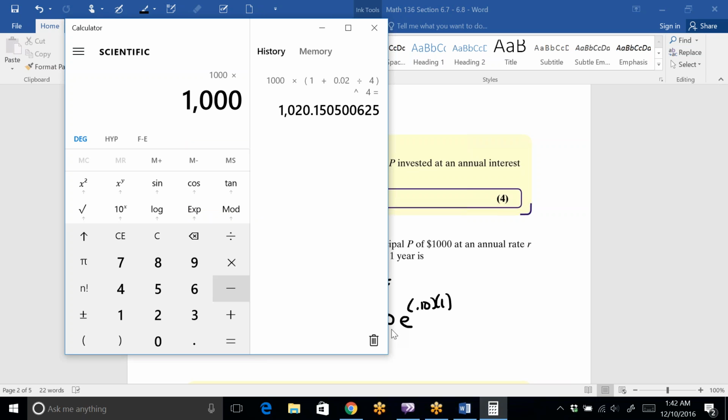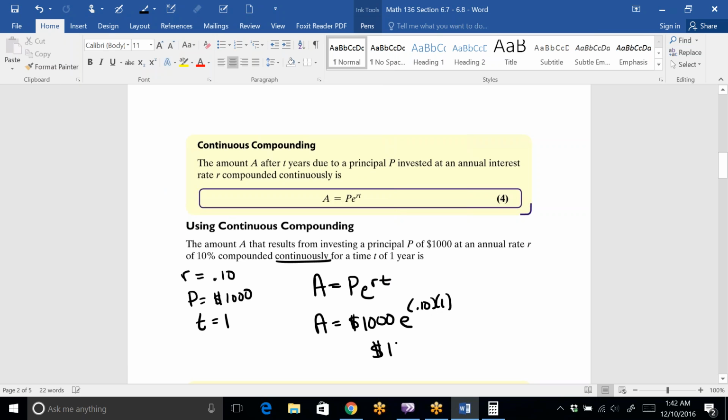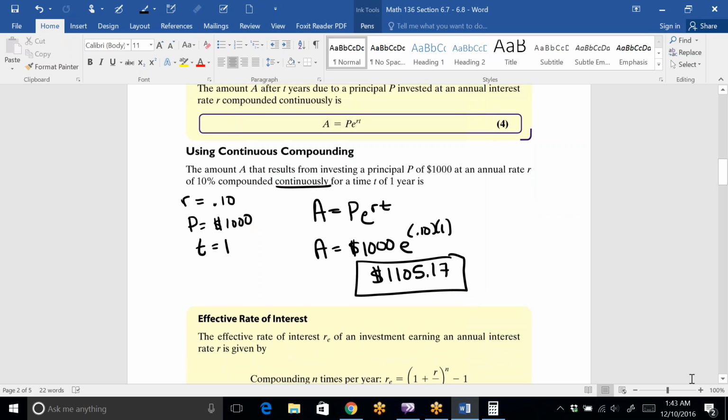So 1,000, I have to do this backwards. Most of the time you would hit the e button first, but on this calculator it is backwards. So I have to do 0.1 for the 10, to the e power, or e is the base, sorry. The calculator makes me type it in that way. And then that gives me 1,105.17. Notice that when you compound continuously, you actually make more money, which makes sense because you're getting interest quicker because it's compounding and accumulating faster.